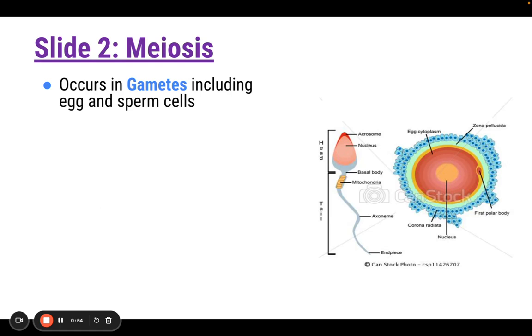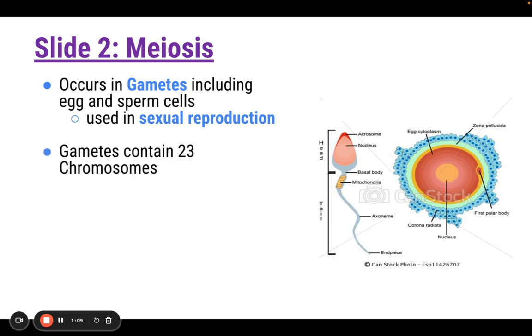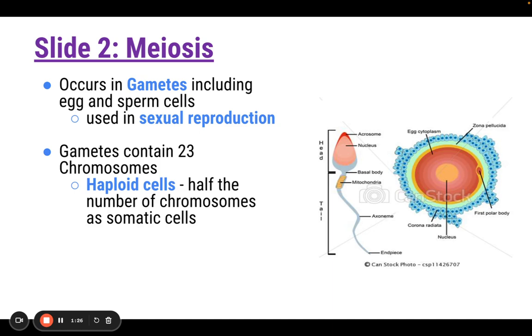So meiosis is going to be a different process because it involves gametes. Gametes include egg cells and sperm cells, so gametes are another name for reproductive cells. They are used specifically in sexual reproduction. So where mitosis is a form of asexual reproduction, it's one cell that divides into two identical cells. Meiosis is used for sexual reproduction. Each of the gametes will contain 23 chromosomes. Thinking in terms of mitosis, this is half the number of chromosomes in the daughter cells that are produced.